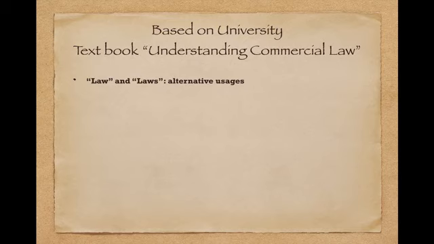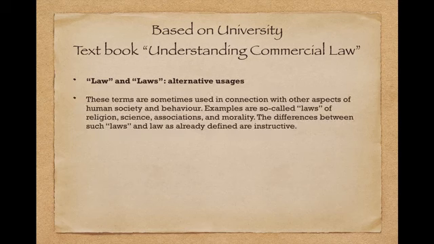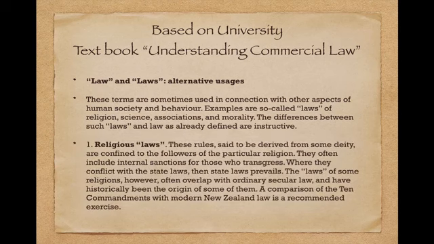Law and laws also have alternative usages, and so now we'll explore them. These terms are sometimes used in connection with other aspects of human society and behavior. Examples are so-called laws of religion, science, associations, and morality. The difference between such laws and law, as already found, are instructive. So let's look at religious laws. These are rules said to be derived from some deity.